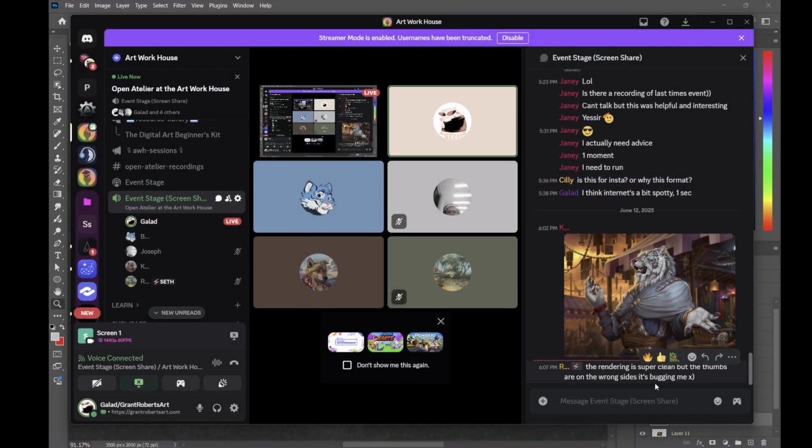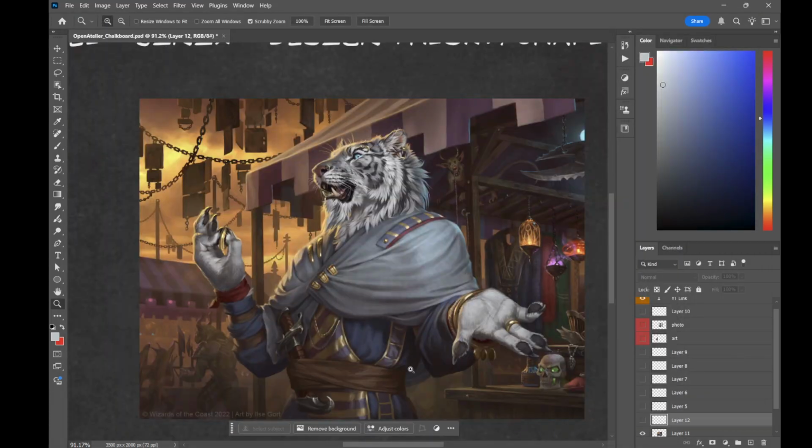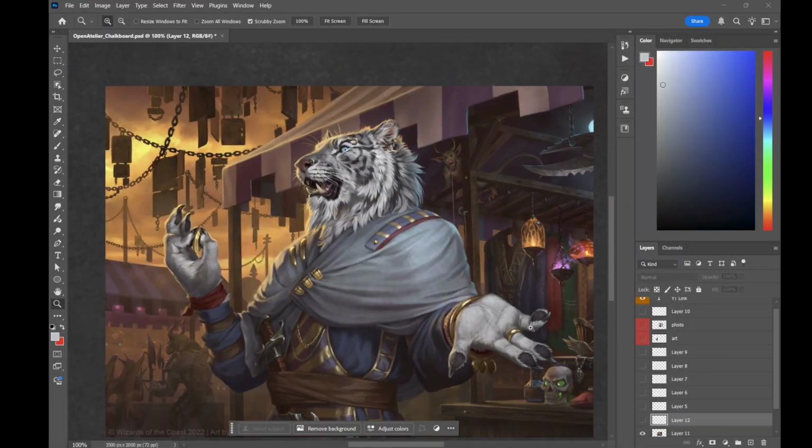Awesome. Let's see what else we got here. The rendering is super clean, but the thumbs are on the wrong sides. Yeah, that character specifically has wrong side thumbs. It's just my style, or their style, you know? Fair. It annoys me so much though. It feels so wrong.